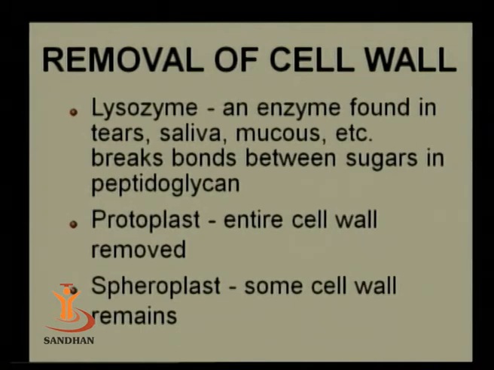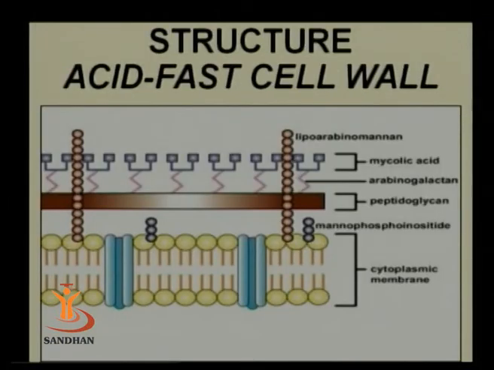Protoplasts are commonly found from the gram-positive cells because the cell wall is easily removed there. In a spheroplast, as you have seen, there is complexity in the cell wall of the microorganism, so some parts remain attached to the outermost parts. Such a type of cell we call a spheroplast. Next slide.